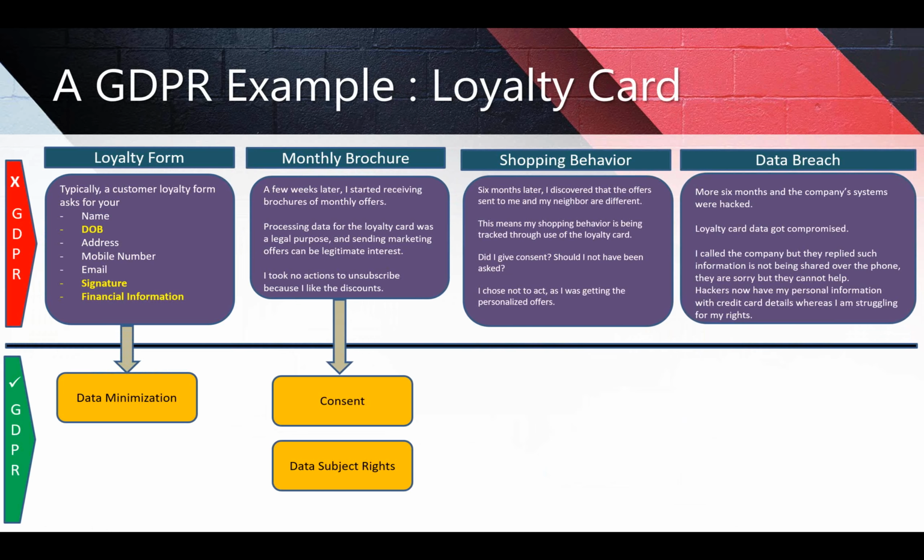Here you have monthly brochures. They will not send these monthly brochures under the GDPR until they ask your consent. They will ask about your data subject rights. As part of the data subject rights, they will give you all the rights. You need to get informed. You need to get forgotten. Everything will be there, so you don't really have to worry.